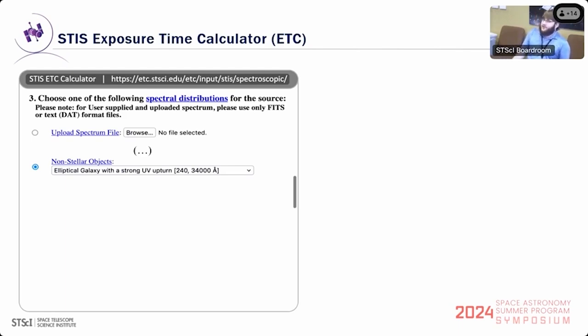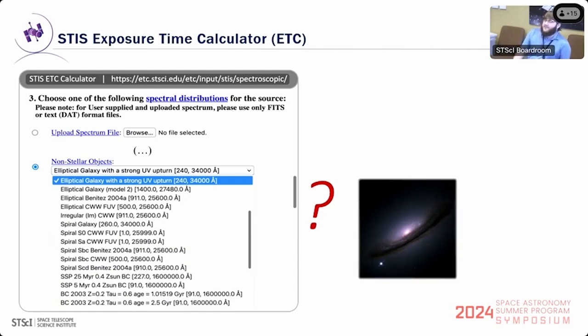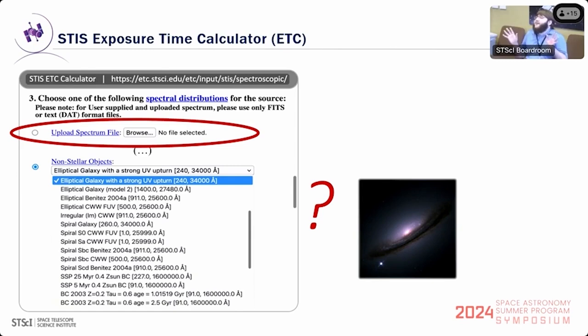And when you do that, this is just a snippet of the web page, you have to choose a spectral distribution. And so you can upload your own spectrum. There's a bunch of different stellar options, but for supernovae, we're going to go down here to non-stellar options. And if you scroll down to the S section in this list, there's no supernovae, so there's no option to select a preset template for any type of supernovae at all. And so if you do want to observe supernovae with STIS, you're going to have to upload your own spectrum.